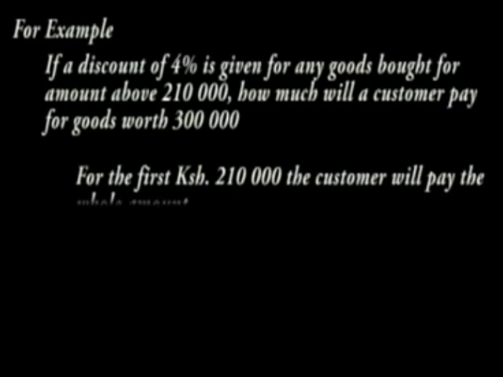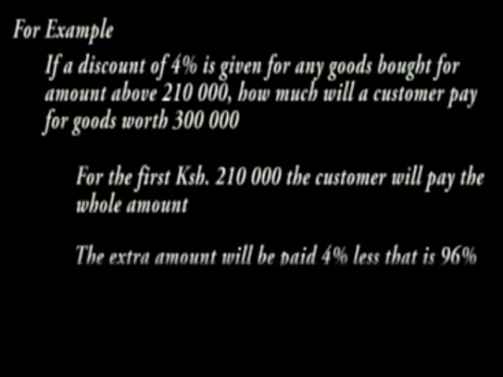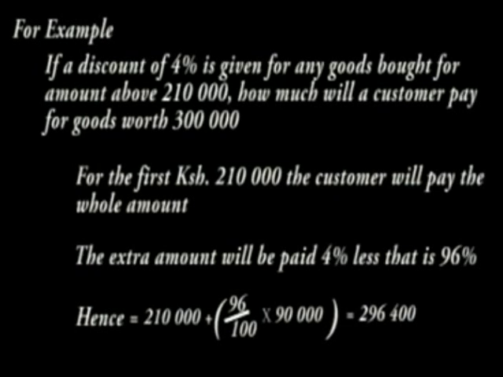In the solution, for the first 210,000, the customer will pay the whole amount, that is 100%. The extra amount will be paid at 4% less, that is 96%. So here we have 210,000, the original amount he will pay, plus 96% of the remainder, which is 90,000. And it will give us a total of 296,400.